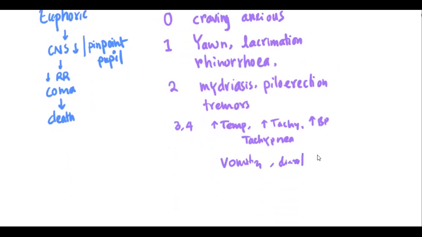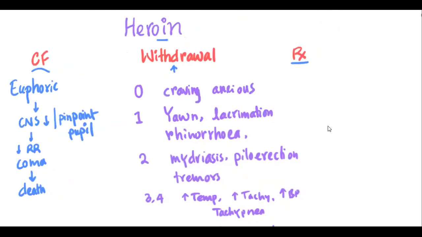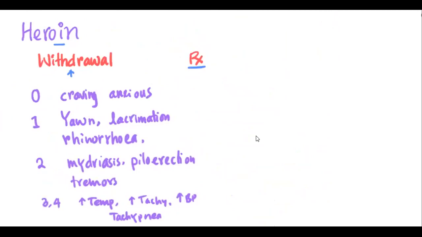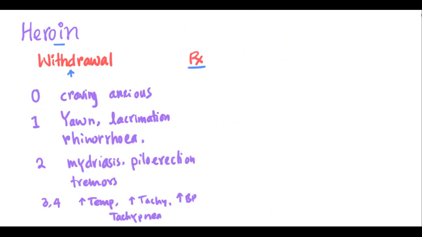In severe cases, the patient can also have spontaneous ejaculation and orgasms. So how do you treat a patient with heroin withdrawal? The treatment is not just supportive, but you have to give the patient a heroin-like agent.